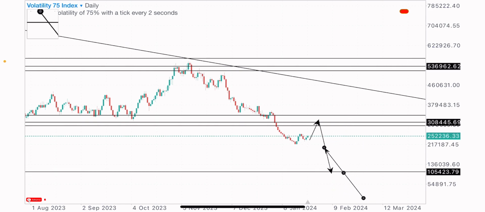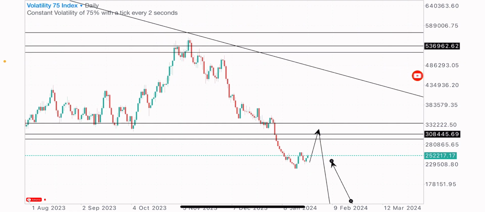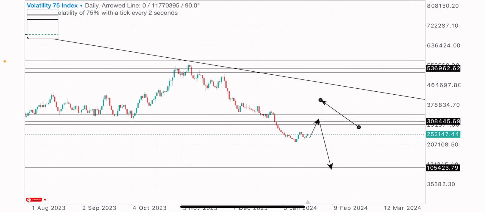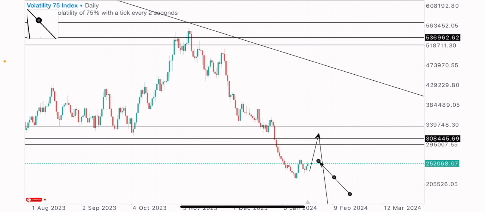I'm expecting price to sell to this level at least. So long-term sells are still expected, regardless of this little bullish move you are getting at this point on the daily time frame. I'm still expecting more sells after this little retest, right?